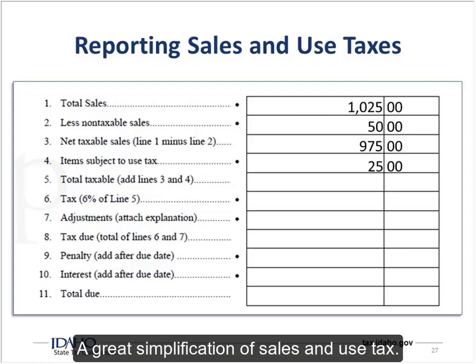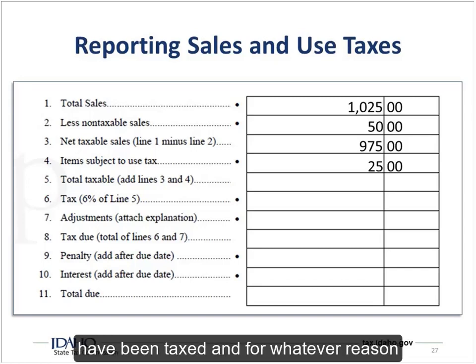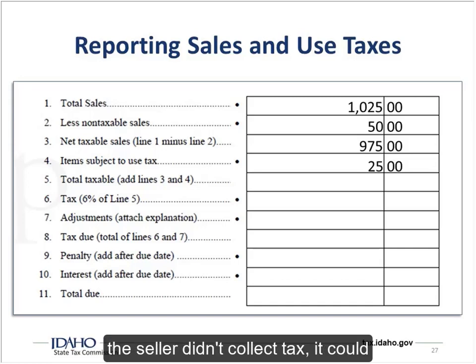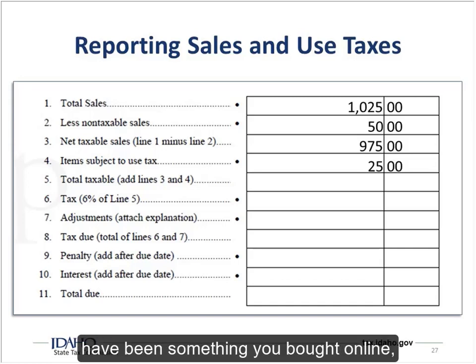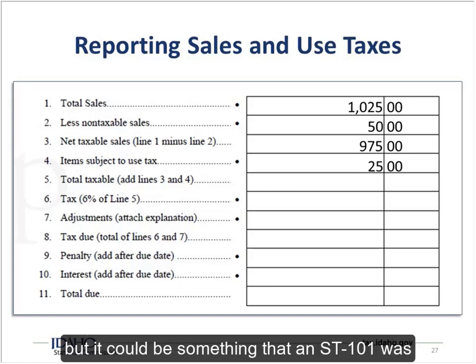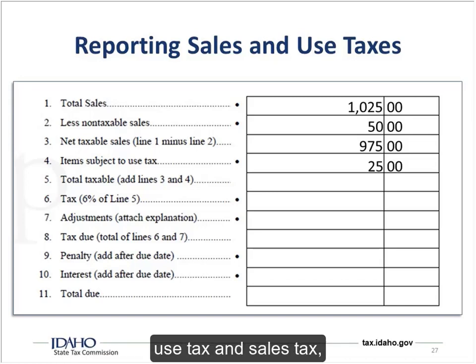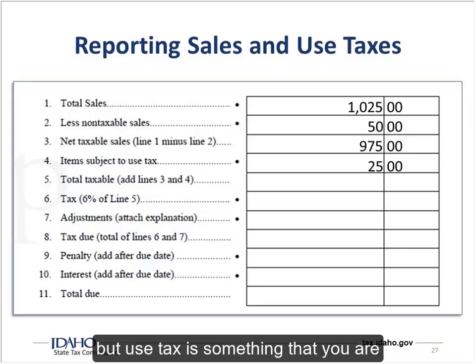A great simplification of sales and use tax. If I can add a little bit on use tax, use tax is for an item that should have been taxed, and for whatever reason the seller didn't collect tax. It could have been something you bought online, which is the most frequent one, but it could be something that an ST-101 was used incorrectly for, or something like that. The big difference between use tax and sales tax, it's all the same amount, but use tax is something that you are paying directly to the state instead of to the person that you're buying it from.